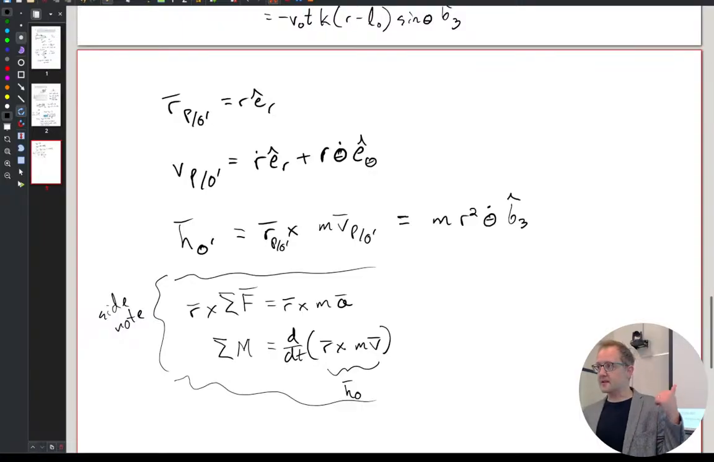So this definition for angular momentum is true for a point mass always in a polar coordinate system. This is always the angular momentum. This is I of a point mass, and then theta dot is how fast it's moving.